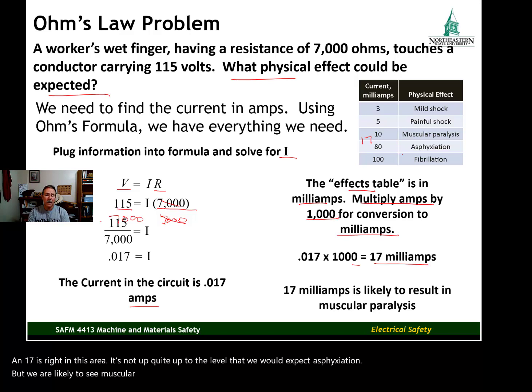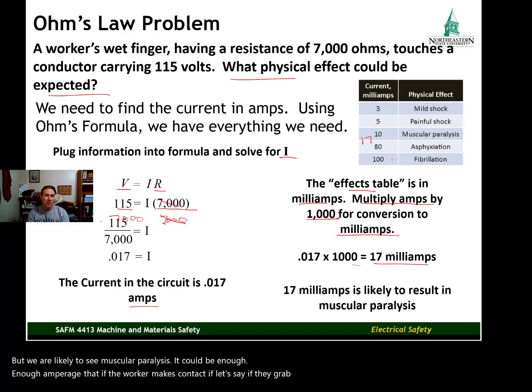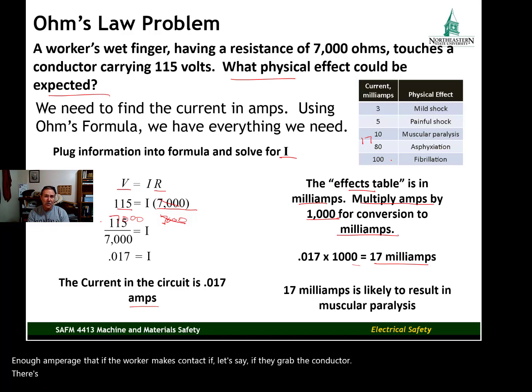It could be enough amperage that if the worker makes contact, let's say if they grab the conductor, there's muscular paralysis, they lock onto it and they can't let go, which could cause more damage because of the extended time of exposure to the current passing through the conductor.